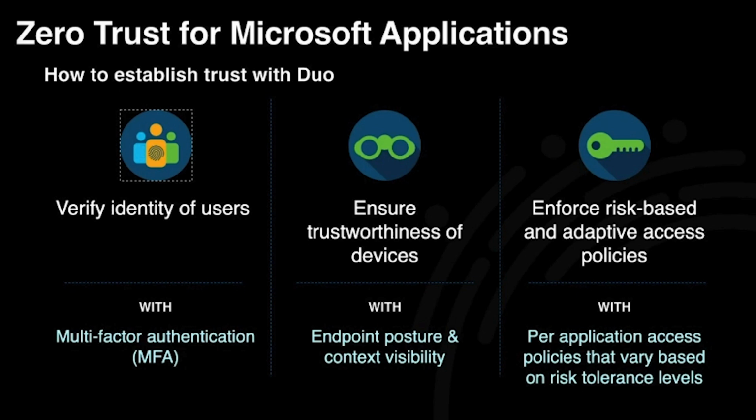So in summary, you can apply a zero trust strategy to protecting your Microsoft applications with Duo. You can do this by first verifying the identity of the users with strong multi-factor authentication, ensuring the trustworthiness of the device with endpoint and context visibility, and by enforcing risk-based and adaptive access policies using per-application policies that vary based on your risk tolerance.